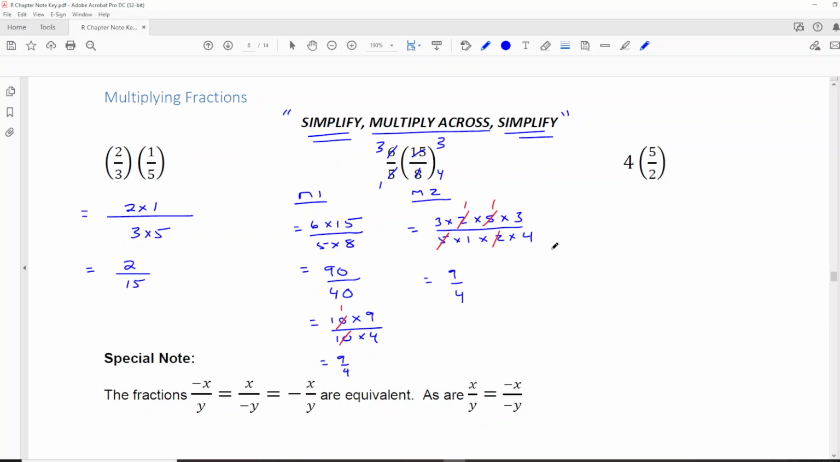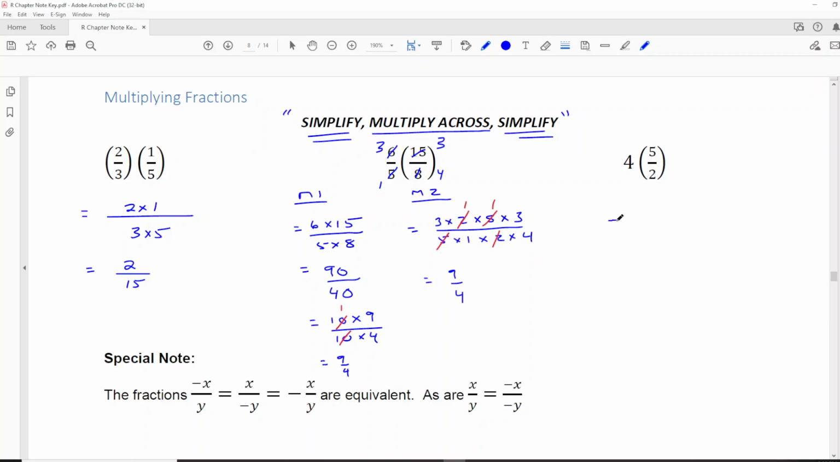I started doing this recently, and I'm like, ooh, it's clean, and I like it. So do what you will. Some people might still multiply across and then simplify. Some people might look for those common factors first and then simplify. This will set you up really well for chapter 6, just FYI.